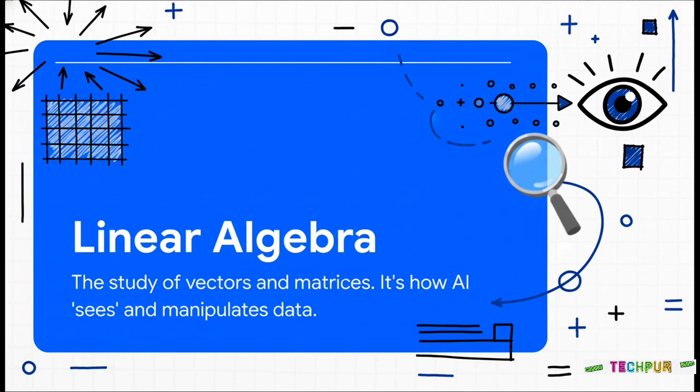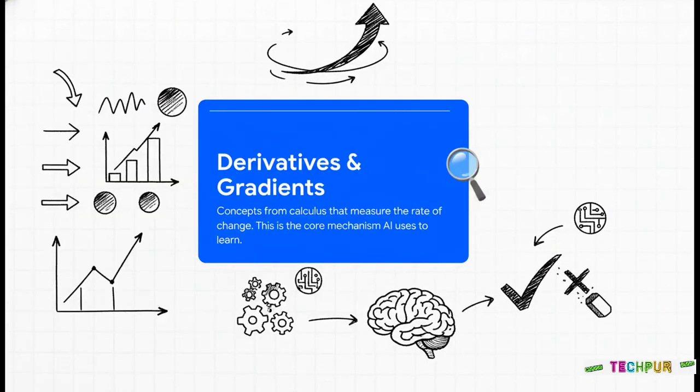Linear algebra, with all its vectors and matrices, that's fundamentally how a machine represents information. It's how an AI model literally sees the world, but in numbers. And if linear algebra is how AI sees, then calculus is how AI learns. Concepts like derivatives and gradients are the absolute secret sauce here. They let a model measure how wrong it is and then make these tiny adjustments to get better over time. This is the magic behind how machine learning actually works.